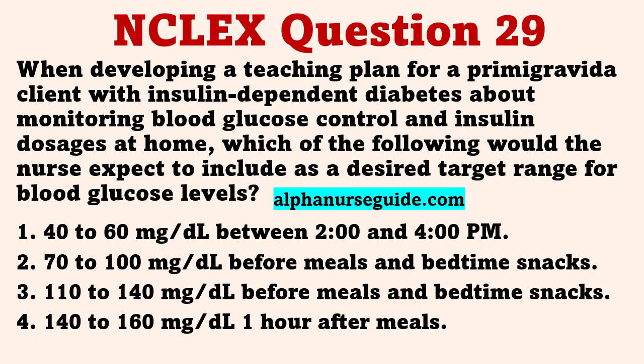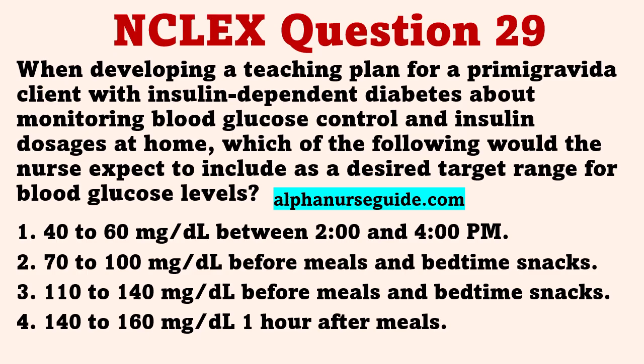When developing a teaching plan for a prima gravida client with insulin-dependent diabetes about monitoring blood glucose control and insulin dosages at home, which of the following would the nurse expect to include as a desired target range for blood glucose levels? 1. 40 to 60 milligrams per deciliter between 2 a.m. and 4 a.m. 2. 70 to 100 milligrams per deciliter before meals and bedtime snacks. 3. 110 to 140 milligrams per deciliter before meals and bedtime snacks. 4. 140 to 160 milligrams per deciliter 1 hour after meals.